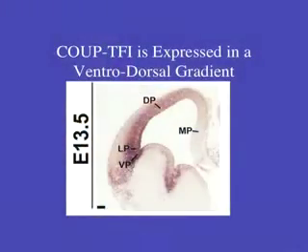So in summary, COUP-TF1 is expressed high ventrally and low dorsally, as well as high caudally and low rostrally. But this ventral to dorsal gradient is nicely correlated with the normal maturational gradient within the cortex. We make more neurons ventrally early than dorsally. And I showed you pretty convincing evidence that if you increase COUP-TF1, you make more neurons.